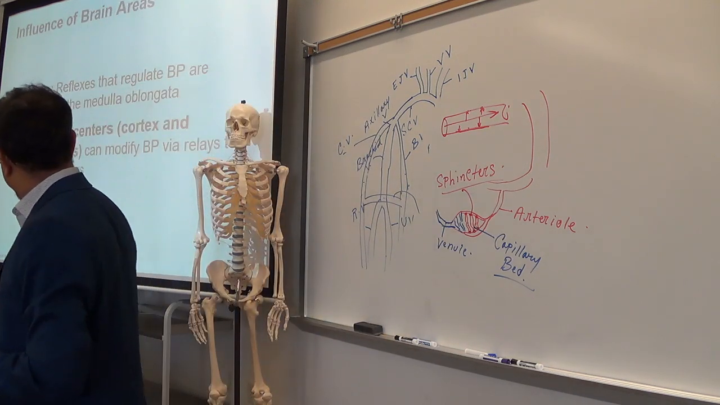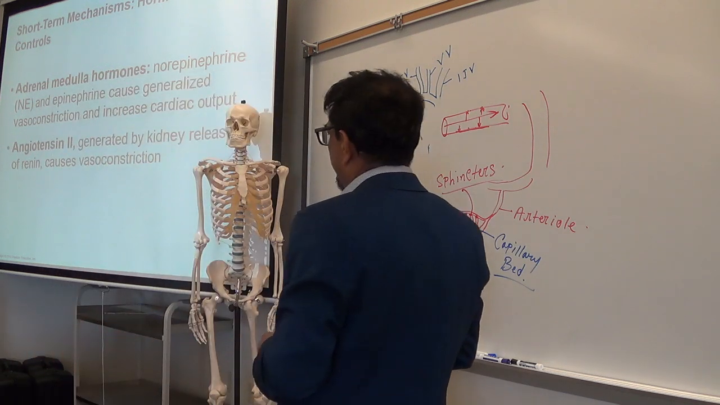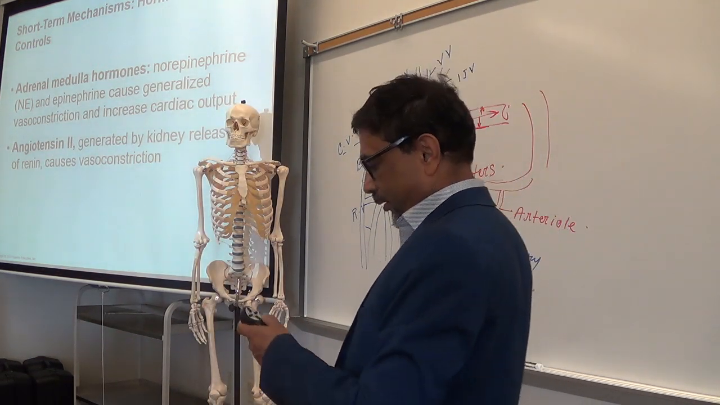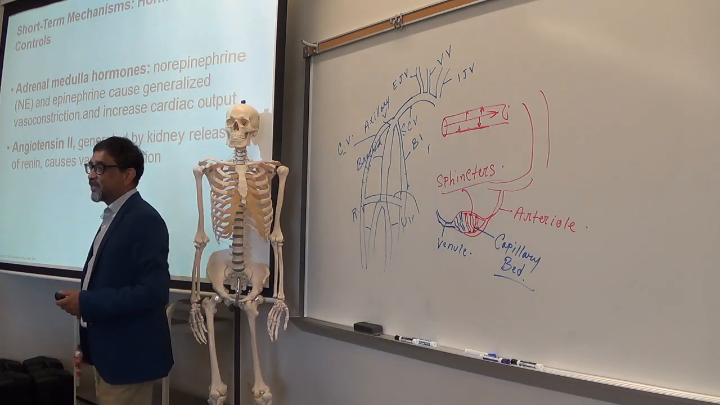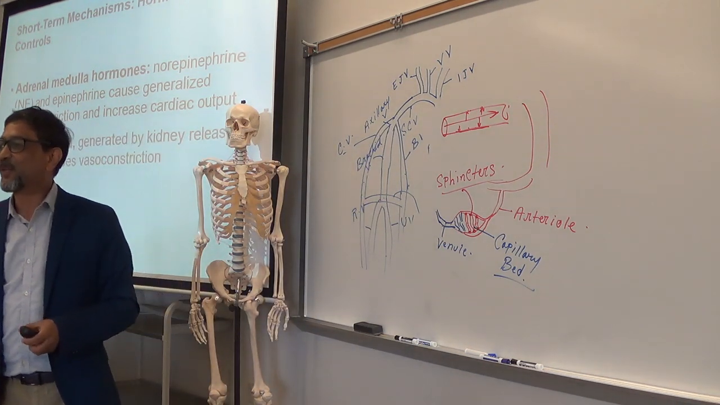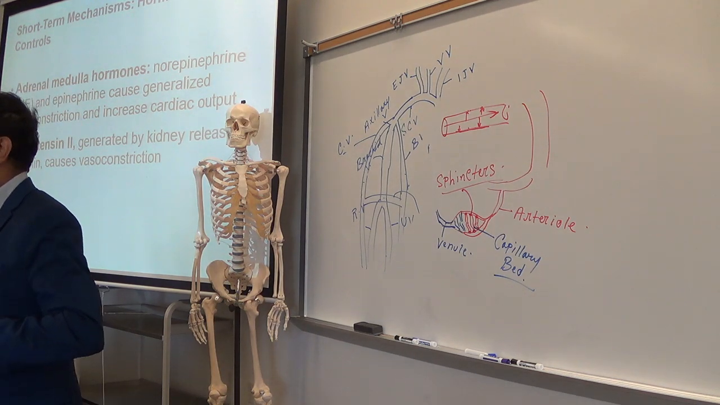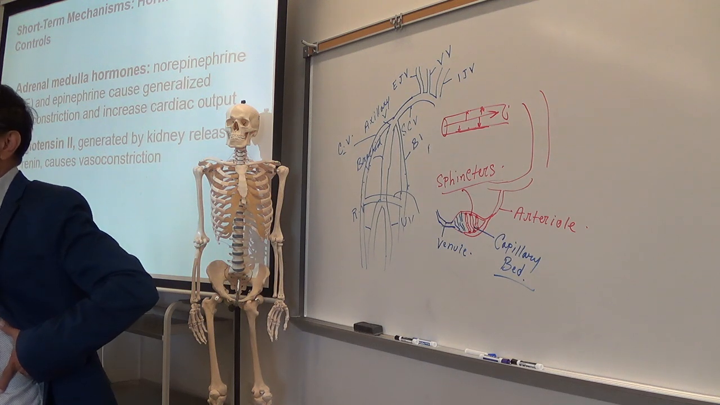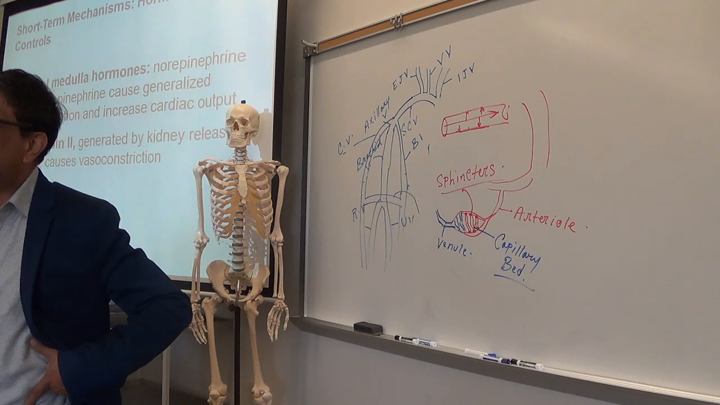Hormonal regulation, some hormones. Angiotensin 2, I explained in last class. Angiotensin 2, how the angiotensin 2 is produced. You remember in your blood you have angiotensinogen, and angiotensinogen is converted to angiotensin 1.